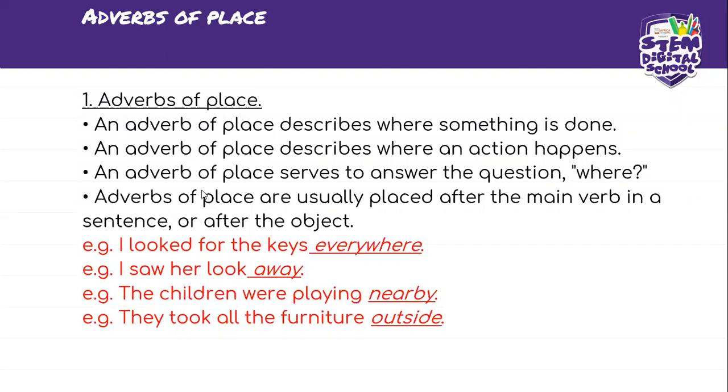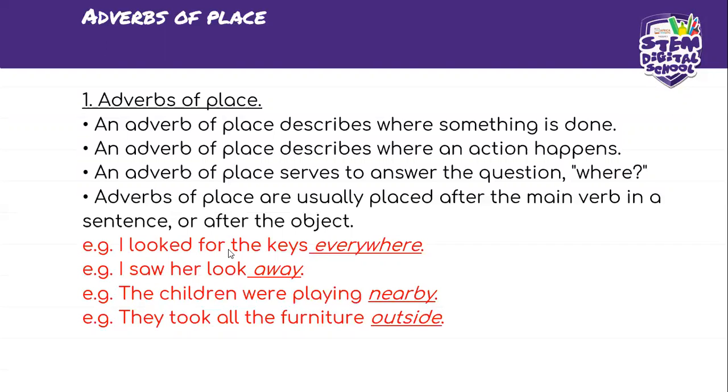Then as we continue, adverbs of place are usually placed after the main verb in a sentence or after the object. You all understand that? Let's read that again. Adverbs of place are usually placed after the main verb in a sentence or after the object. There's an example there.